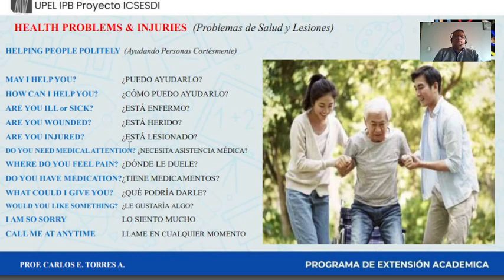Do you need medical attention? Where do you feel pain? Do you have medication? What could I give you? Would you like something? Okay? So remember these expressions when you can help people. It's very important.